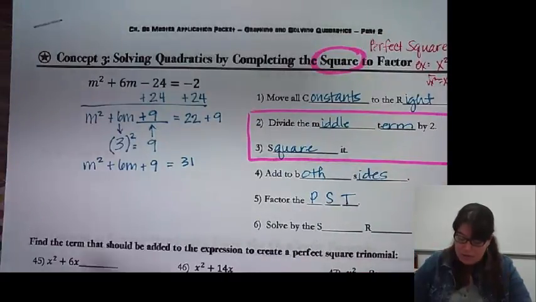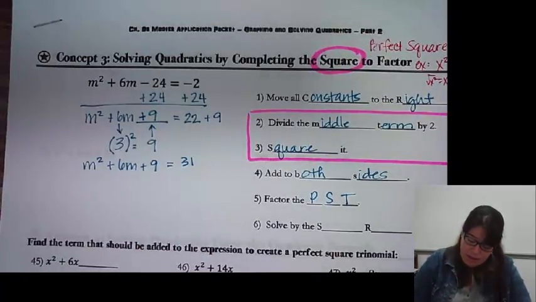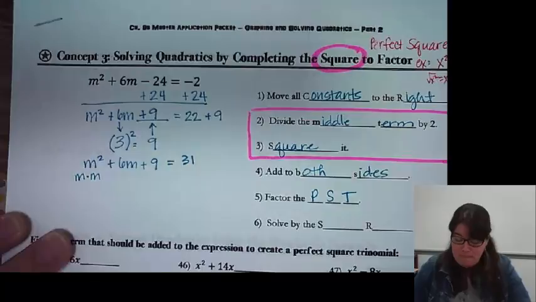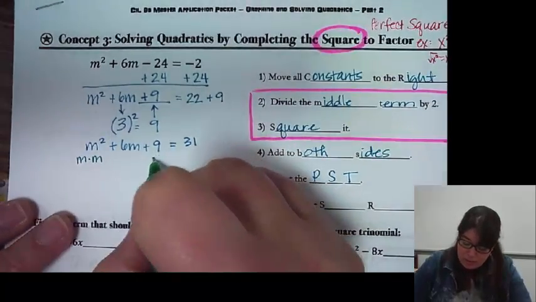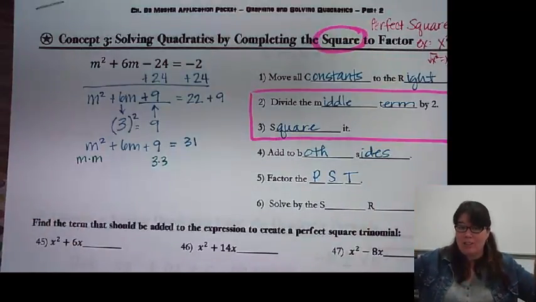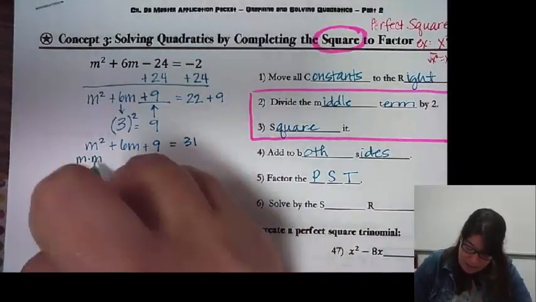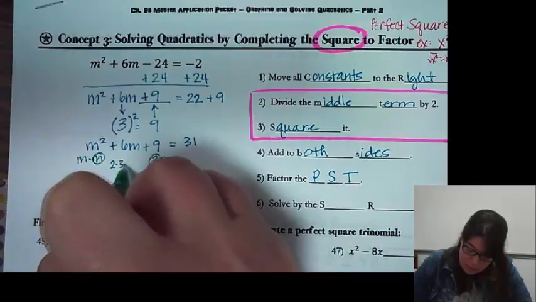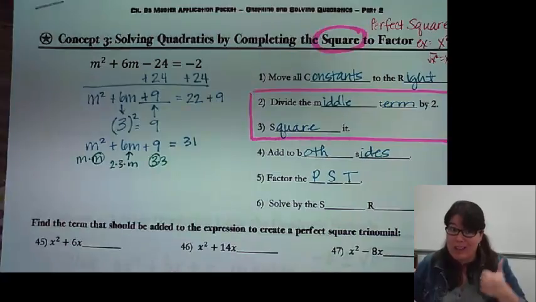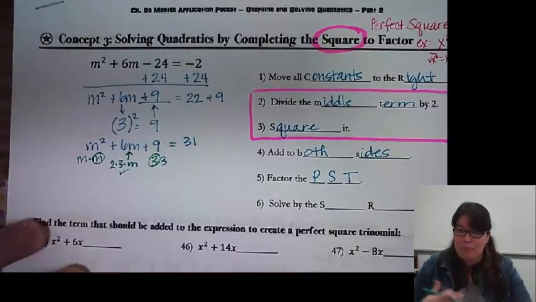Because now I have this special trinomial where I can take the square root of m squared. The square root of m squared is m because this could be m times m, okay? And the square root of 9 is 3 because this could be 3 times 3. So you take the square root of that first term and that last term, and then you're going to ask yourself, if I take a 3 and an m, and I do 2 times 3 times m, will I get my middle term? Well, we specially engineered this trinomial so that you will, but that's how you can tell that, yes, this is in fact a perfect square trinomial.